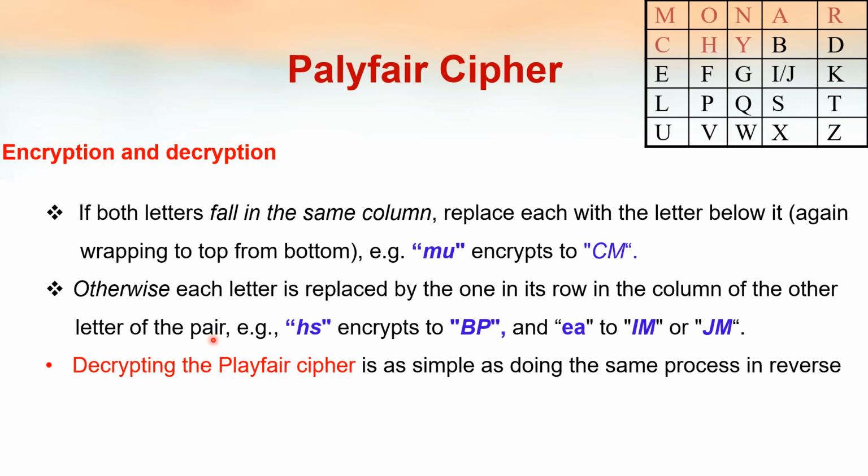Next rule: otherwise, each letter is replaced by the one in its row in the column of the other letter of the pair. For example, HS. H is here and S is here. They are not in the same row and not in the same column, so we have to take the intersection. The row of H is this and the column of S is this, so the intersection is B. So H is replaced by B. Then for S, the row is this one and the column of H is this one, so the intersection is P. So S is replaced by P. So HS encrypts to BP. Decrypting the Playfair cipher is as simple as doing the same process in reverse.